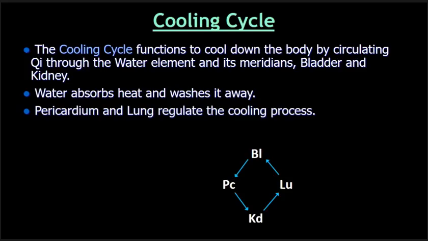The cooling cycle functions to cool down the body by circulating qi through the water element and its meridians, bladder and kidney. So water absorbs heat and washes it away. The pericardium and lung regulate the cooling process through this water element, which is absorbing the heat and washing away the heat.